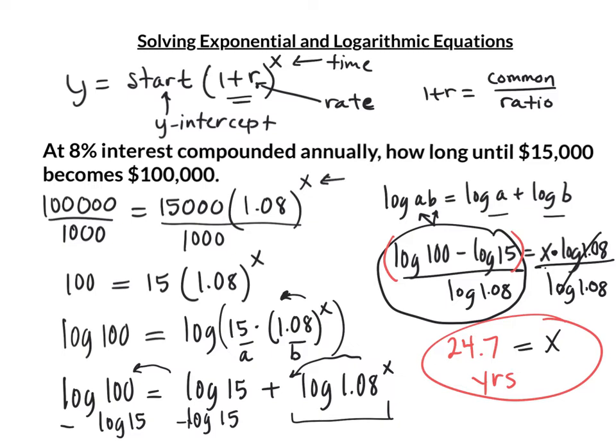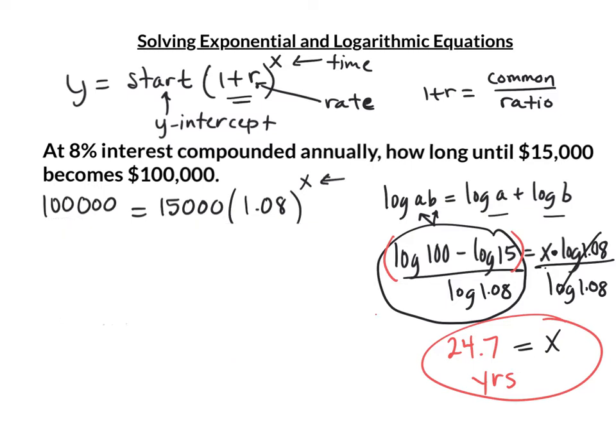You might have heard me say, yes, there's an easier way to do this with logs. Here's how to do it. In order to avoid that step where I had to split up the two because there were two things multiplied, and the two things multiplied are right here, the 15,000 and the 1.08 to the x. The easiest way to do this with logs is to immediately divide both sides by 15,000. And that gets rid of the two things that are multiplied there, and you won't have to split that up.